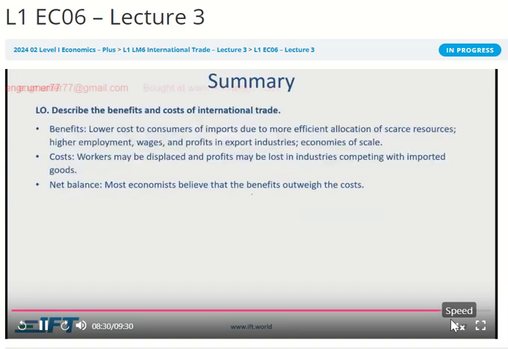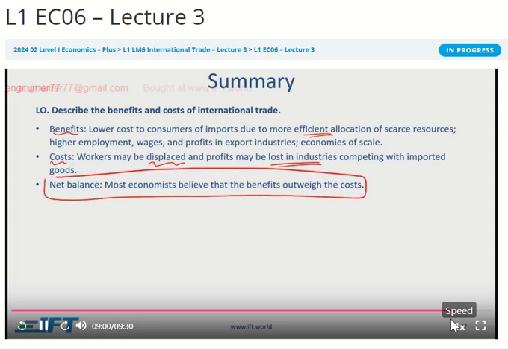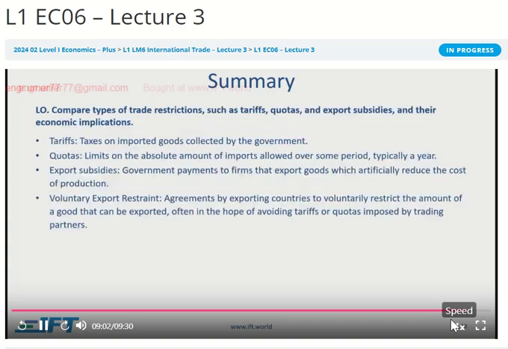Okay, so that is the end of this learning module. We're going to go through the summary. We talked about the benefits of international trade. Of course, it increases efficiency. There are costs of international trade, and because the benefits are not equally distributed, certain workers are displaced, and profits are either lost or not equally distributed across different sectors. So some of the industries might be closed. However, the big picture is that the net benefit is more than the cost.